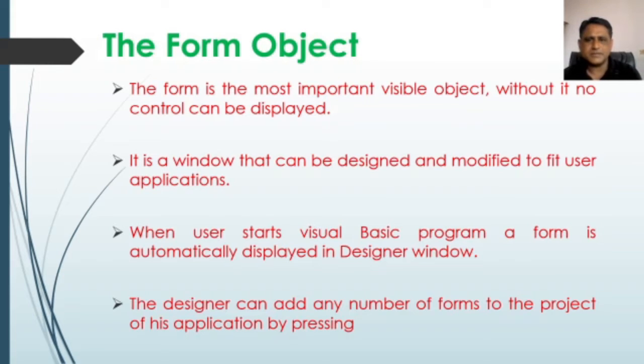The form object. What do we mean by the form object? It is an object used to hold the other objects of the user interface. The user controls will be placed on the form object, and it holds all these objects together, and the programming will be done. It's a window that can be designed and modified to fit the user applications.